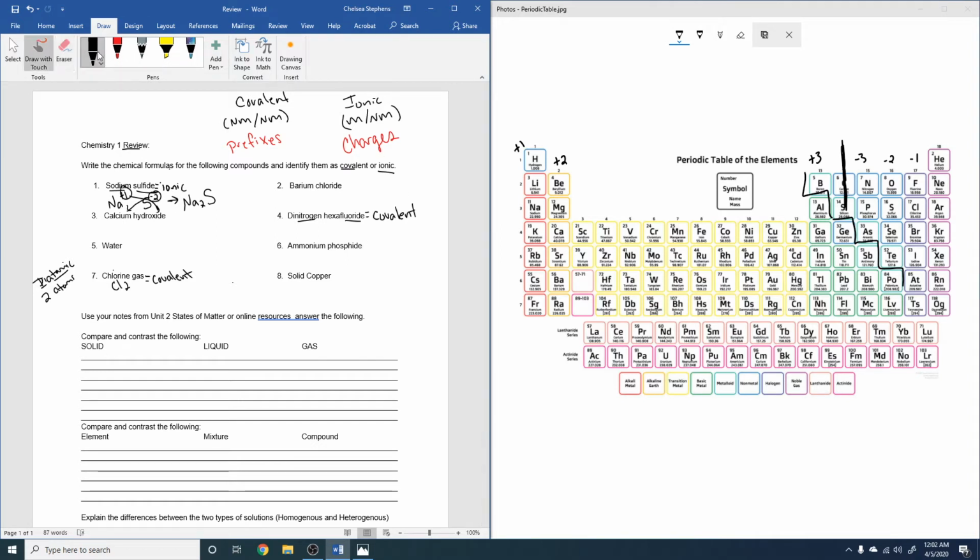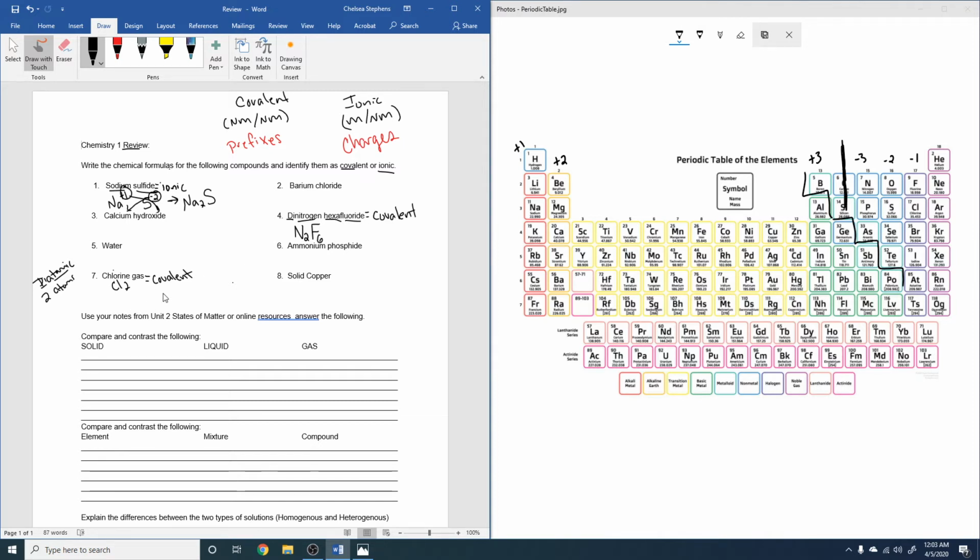Okay, so our covalent says to look at prefixes, right? So our prefixes are di and hexa. We have nitrogen. Di means 2, so 2 nitrogen. Fluoride. Hexa means 6, 6 fluoride. We love covalent bonds, right? Okay, they're so easy. They tell us exactly what they need and how many of what they need.